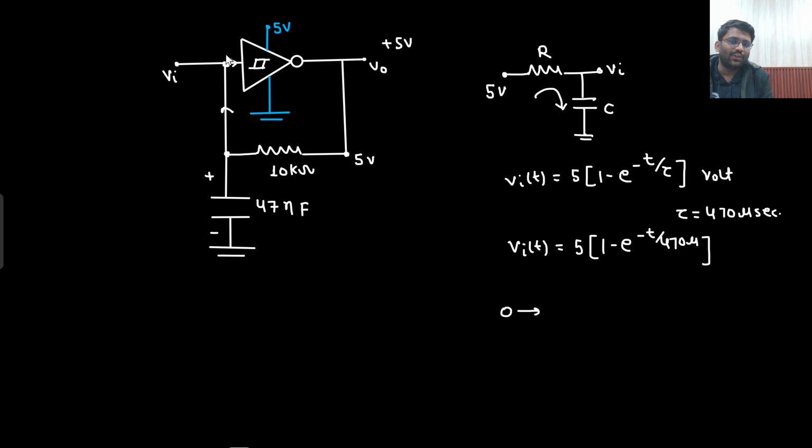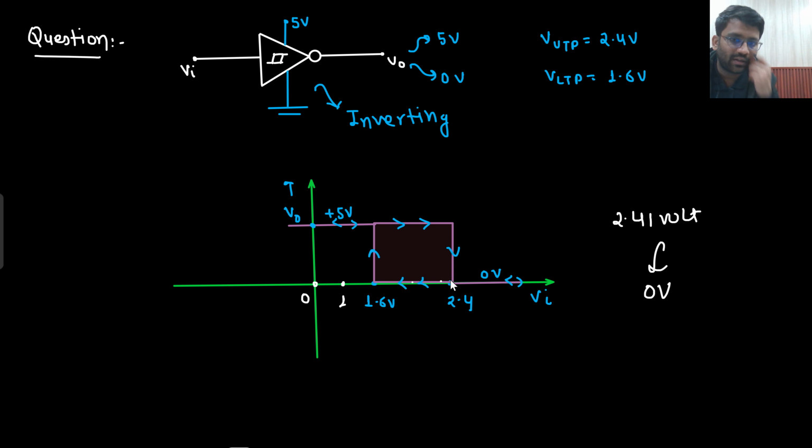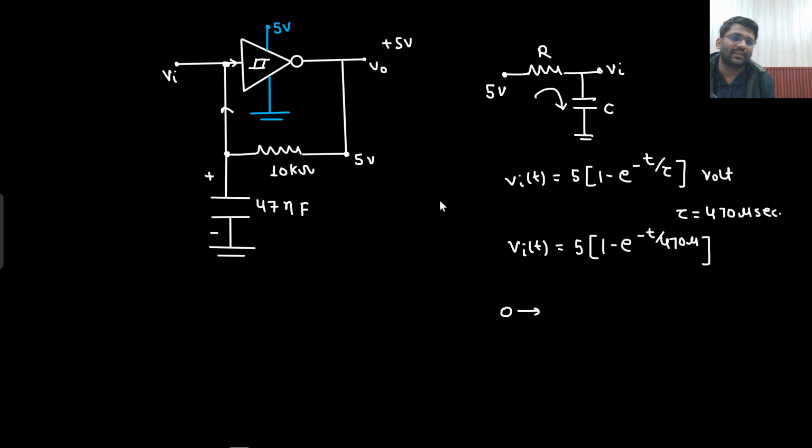Sir, initially this was 0 volt, output was plus 5 volt. Now this plus 5 volt has started charging this capacitor. Now the capacitor is getting charged. If the capacitor has reached 2.4 volt from 0, then the output will change. If this output is changing, then something different would happen with the RC circuit. So what you have understood: until your V in T reaches 2.4 volt, no changes are happening. This will remain 5 volt only. That means this will remain in the charging condition only, and you can get the value of T from here.